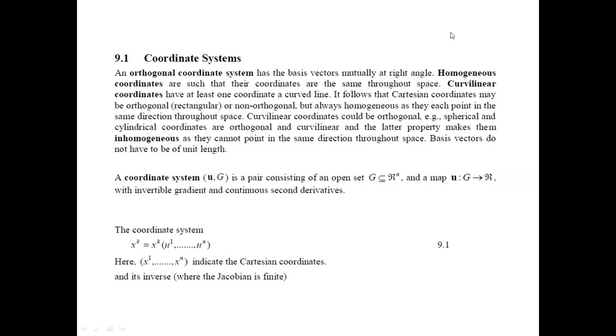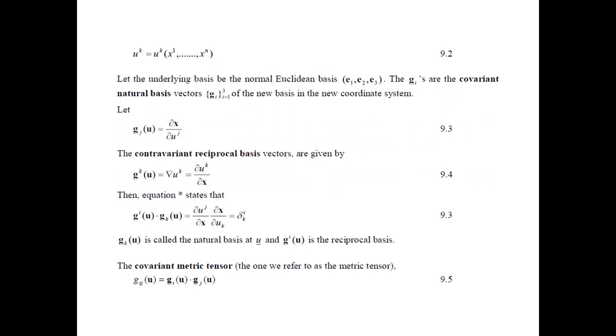The coordinate system (U, G) is a pair consisting of an open set U, which is a subset of R^n, and the map G taking U to the real number line with invertible gradient and continuous second derivatives. The coordinate system x^k = x^k(u^1 up to u^n), plus parameterization, where x^1, x^2, up to x^n indicate the Cartesian coordinates, and its inverse, where the Jacobian is nonzero and finite, is u^k = u^k(x^1 up to x^n).